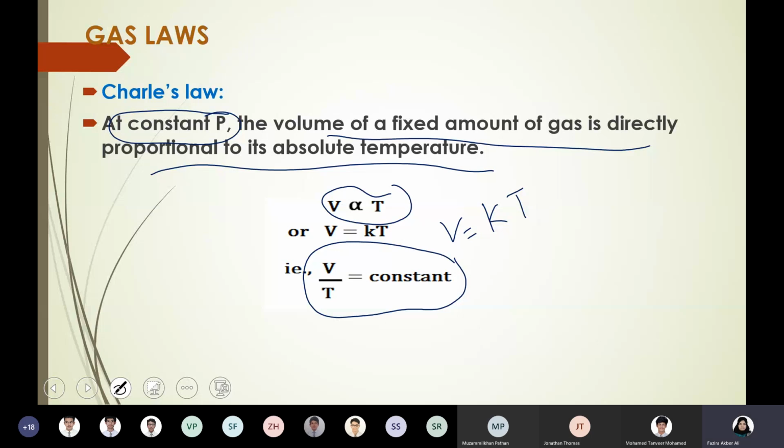So Charles law is showing a relationship between volume and temperature of a gas system at constant pressure. V by T is a constant. That means volume and temperature always increase or decrease proportionately. They are always proportional. Their changes are always proportional to each other. Is that clear?